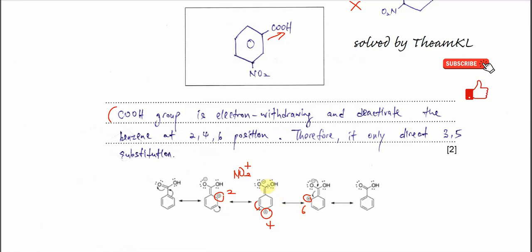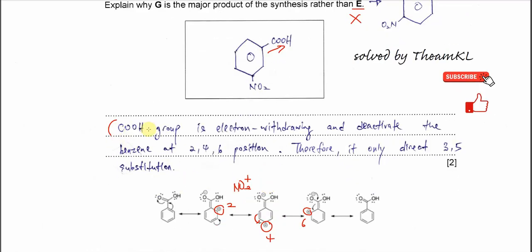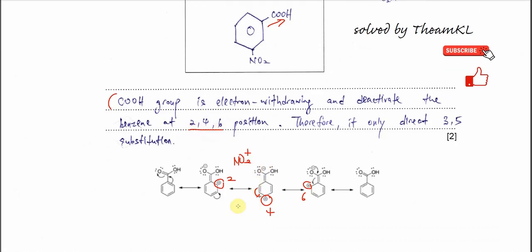That's why we say that the COOH group deactivates the benzene ring, and it deactivates at the 2, 4, 6 positions, like I told you just now. And since the 2, 4, 6 positions are deactivated, which place is active now? The places that are active are 3 and 5. So therefore, the nitronium has no choice. It must move to the 3, 5 positions, right? So therefore, it only directs 3, 5 substitution. I hope you understand.